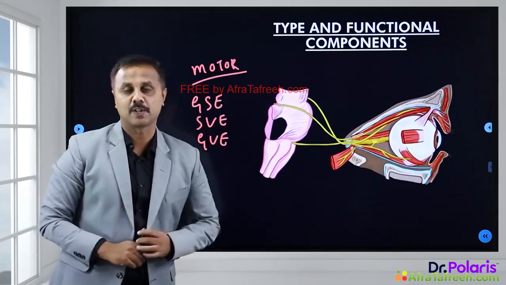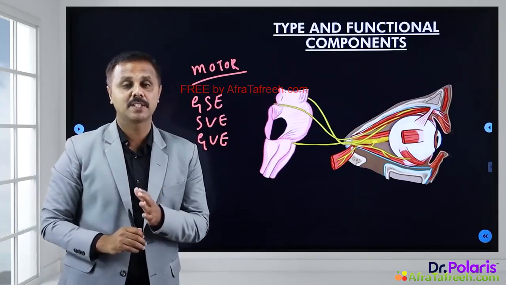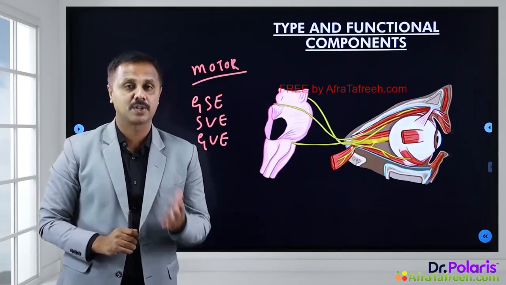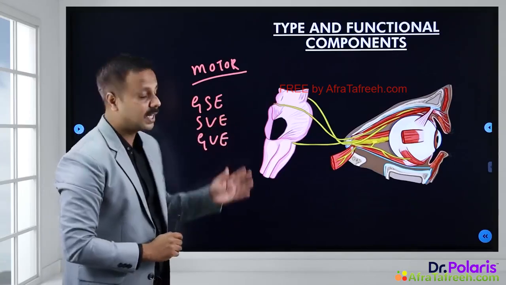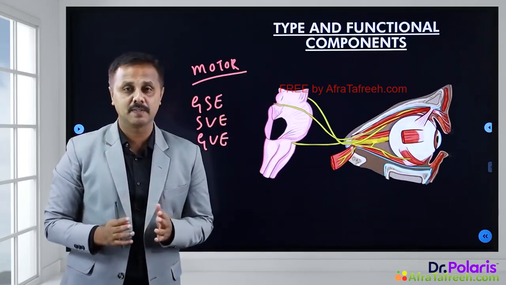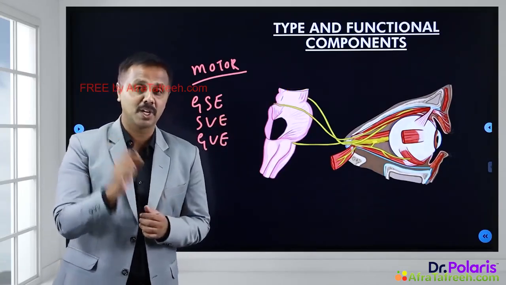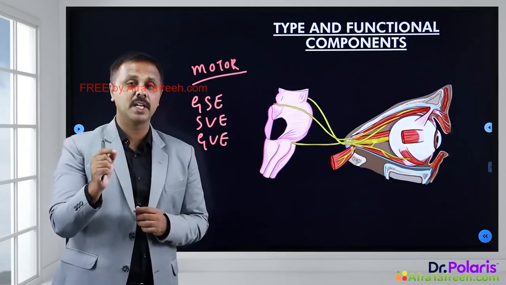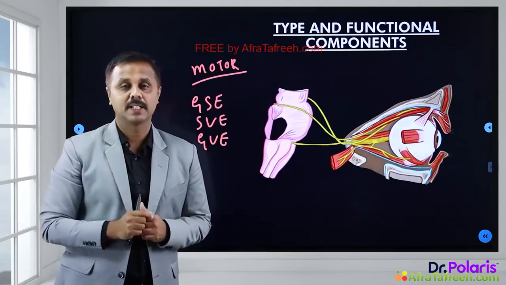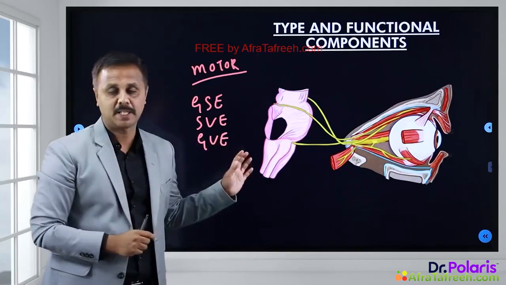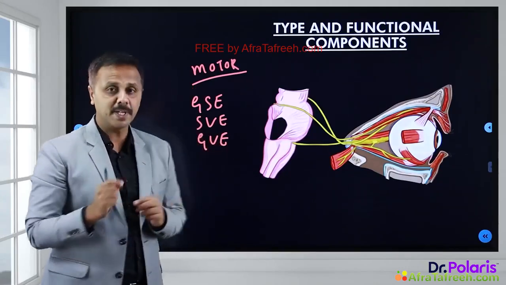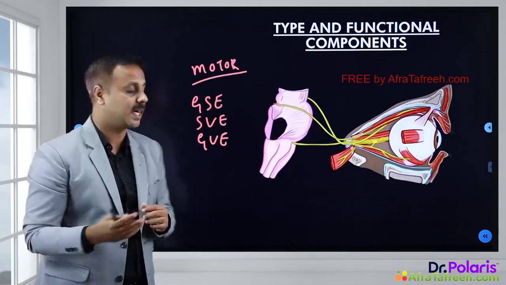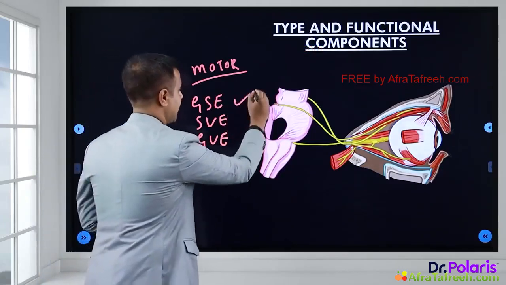The general somatic efferent column, as we know, supplies the muscles derived from cranial somites, which are the extraocular muscles. The trochlear nerve, even though it is a cranial nerve, is the smallest of the cranial nerves, and it supplies only one muscle, right? That muscle is the superior oblique, right? The superior oblique is also developed from cranial somites, so it has a general somatic efferent component.